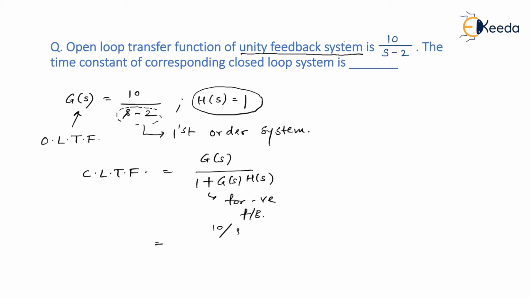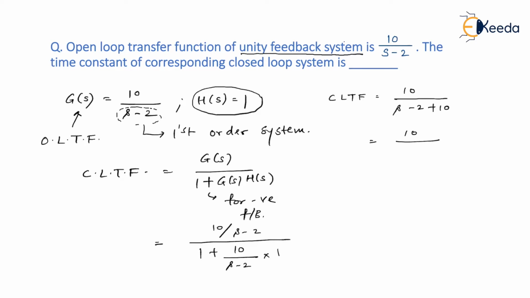So it is 10 by s minus 2 whole divided by 1 plus 10 upon s minus 2 multiplied by 1. So after solving, you'll get closed loop transfer function equal to 10 upon s minus 2 plus 10. So after solving, you'll get 10 upon s plus 8. Am I right? So this is nothing but the closed loop transfer function.